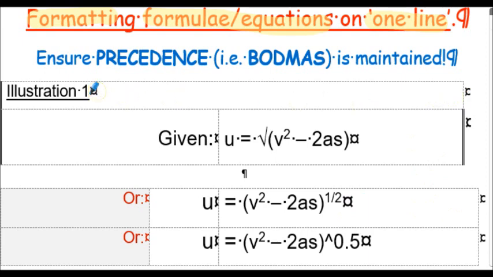So here's illustration 1. We're given this formula. U is equal to the square root of v squared minus 2as in the bracket shown here. So as an alternative, I could replace the square root with the fractional index of 1/2 here. Sometimes that can be written in this format here, which means the bracket again is raised to the power of 0.5 or 1/2, same as square root in the bracket. So a slight variation there on the original formula given.